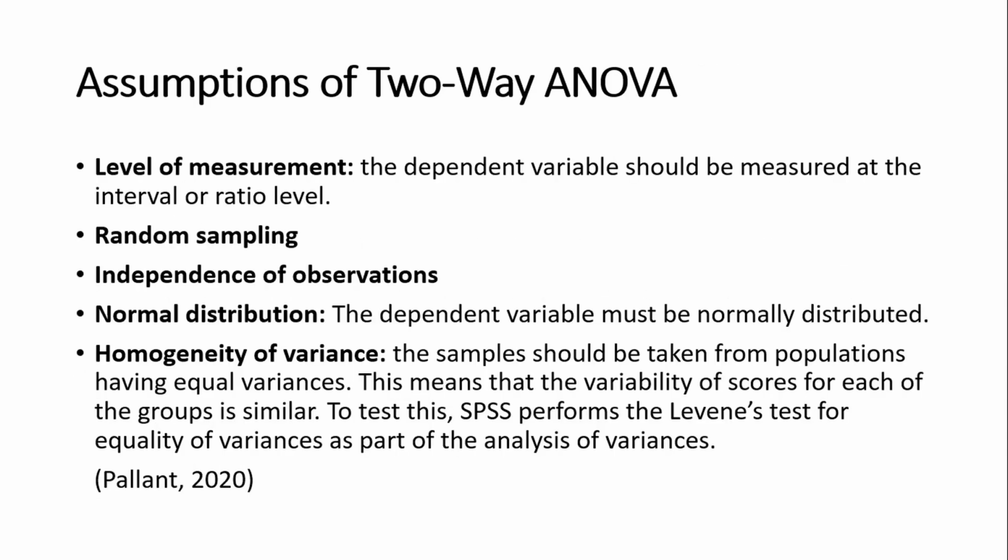Assumptions of two-way ANOVA are similar to one-way ANOVA. Level of measurement: the dependent variable should be measured at the interval or ratio level. It should be random sampling. Independent observations should be there; no observation should be dependent on another observation. Normal distribution: the dependent variable must be normally distributed across the groups. Homogeneity of variance: the samples should be taken from populations having equal variances. This means that the variability of scores for each of the groups is similar. To test this, SPSS performs Levene's test, which is part of the output of the ANOVA analysis in SPSS.